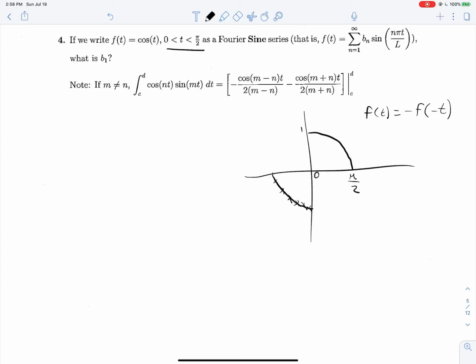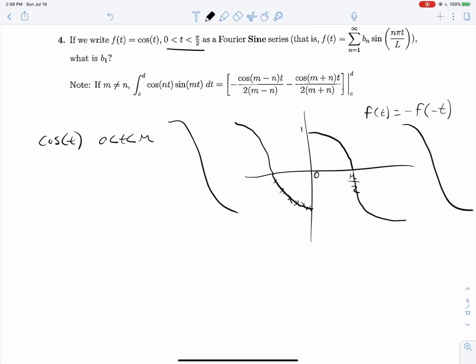And we can add another period here on both ends, and you'll see we get this kind of pattern here. So what is our function? Well, this is just the cosine function. Cosine of t for 0 less than t less than pi. You see, we've extended it all the way up to pi, where then the function repeats itself. Okay, awesome. So let's set up our integral for b_n.